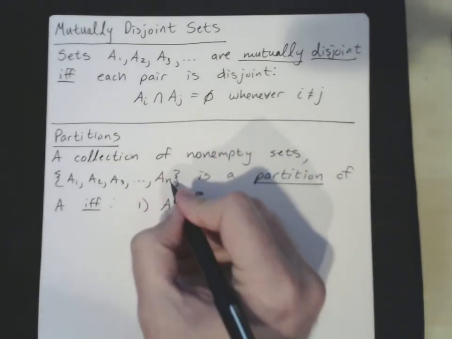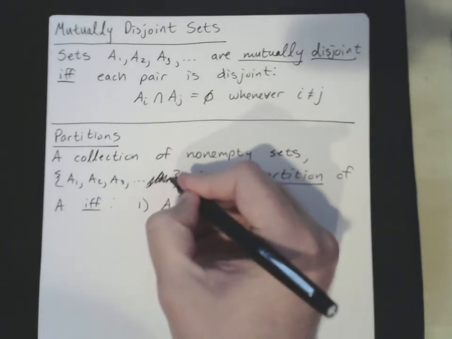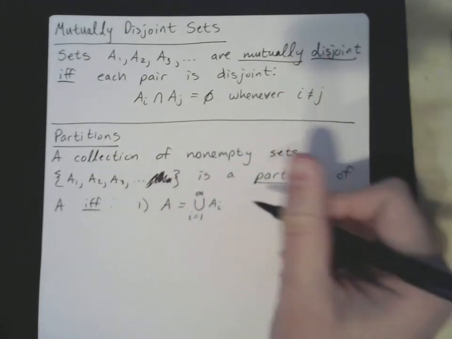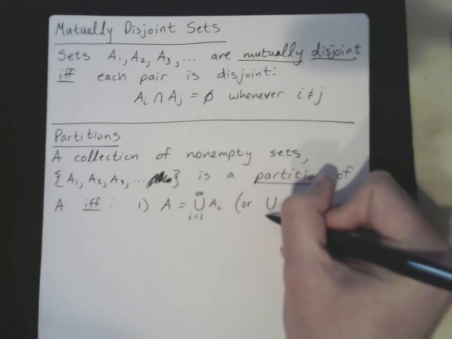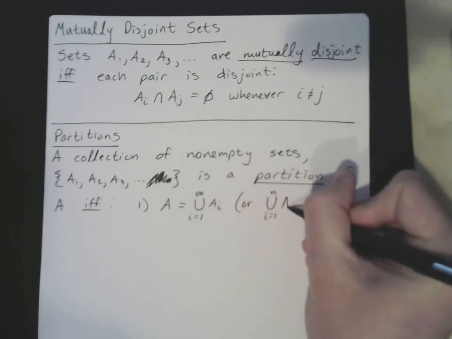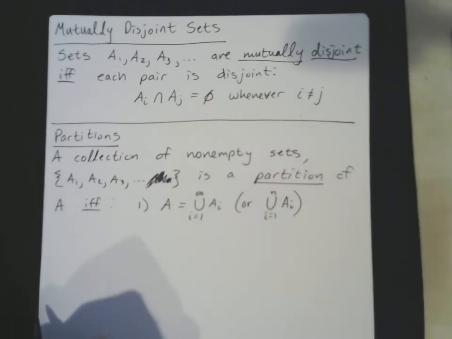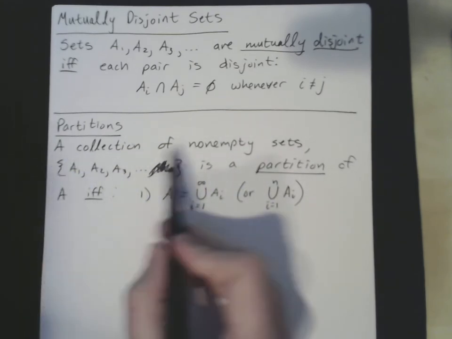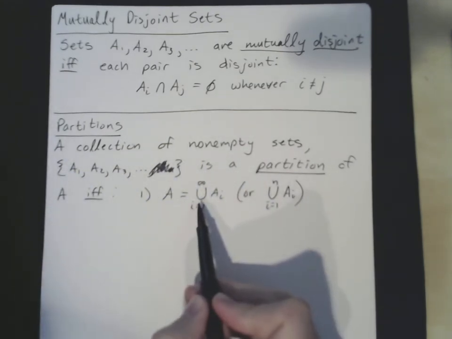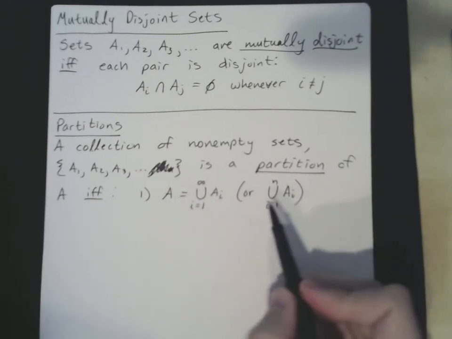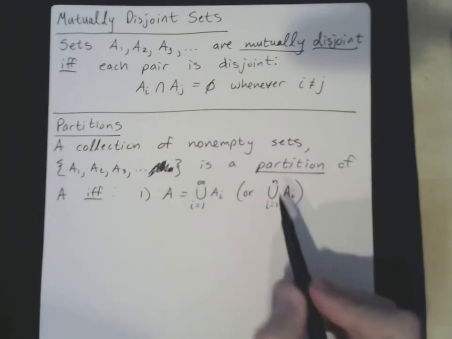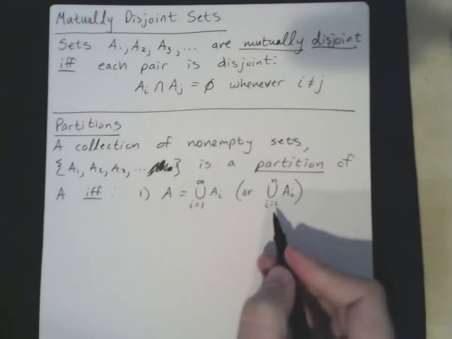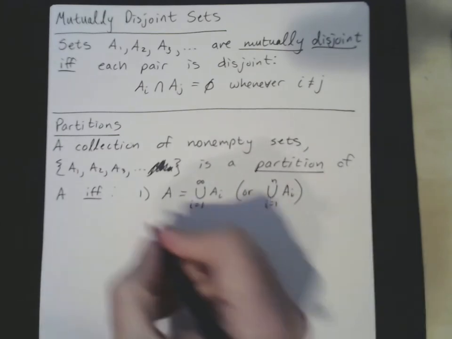or, well, why don't we just do this? You can have the infinite version, and you can also have the finite version from i equals 1 to n of A sub i if you're finite. So we're going to work off the infinite version. If you have an infinite collection, your infinite union needs to equal your big A. And if you have a finite one, then your finite union has to equal A, whatever type of partition you're looking at, an infinite or a finite number of non-empty sets.